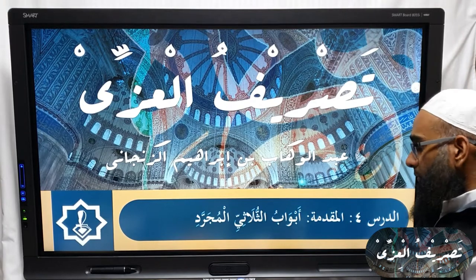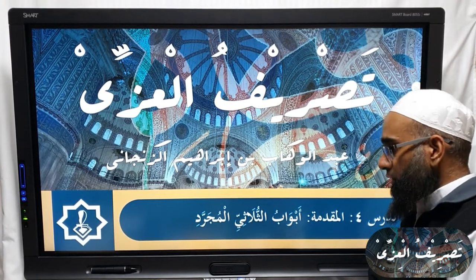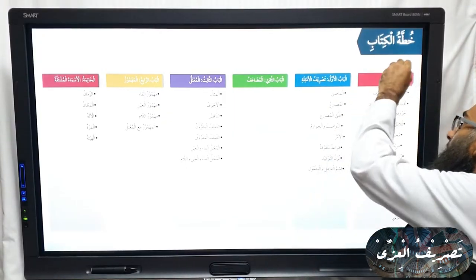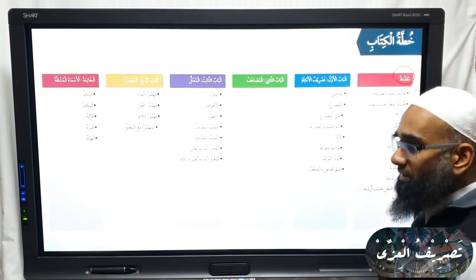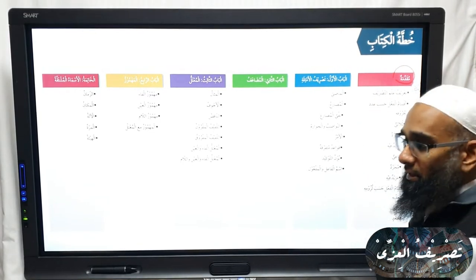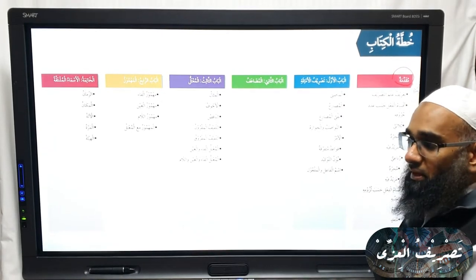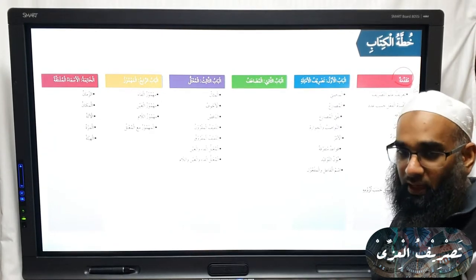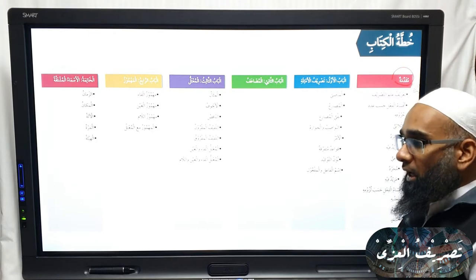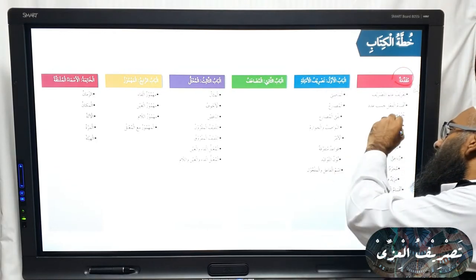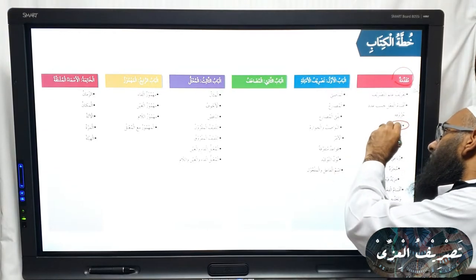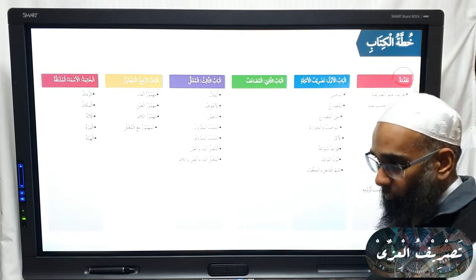So now we're moving on to the ثلاثي مجرد. As we mentioned before, we are now in the مقدمة. In the مقدمة, we discuss the definition of علم التصريف, and then we discuss the types of verbs. And in there we discuss the ثلاثي, the رباعي, the مجرد, the مزيد في. And now we're going into the ثلاثي in detail. And the first section we're going to go through is ثلاثي مجرد the أبواب.